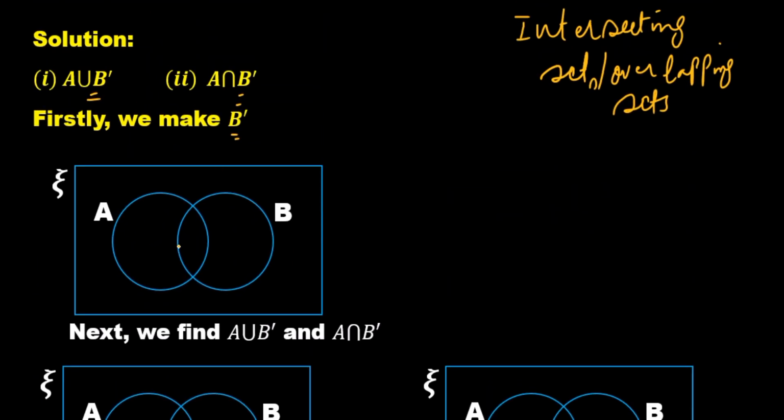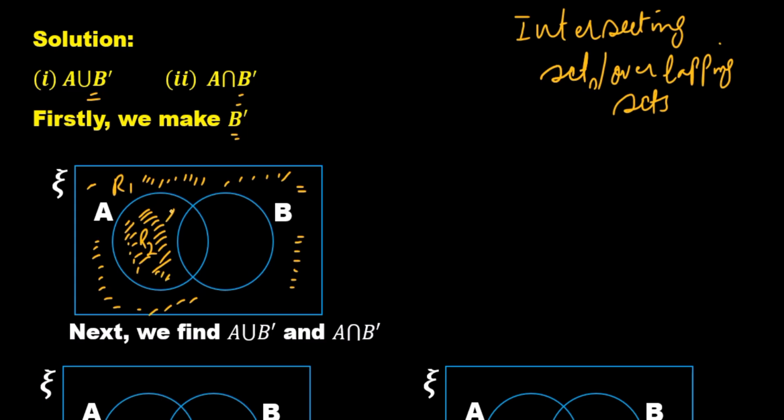B complement means everything other than B. So what represents B complement here? B complement actually depends on 2 regions. This is my first region, that is outside of these 2 sets, those 2 circles, and inside the rectangle. And the second one is some area inside A. This is my region 2. So the union of these 2 regions actually represents B complement. So this figure represents B complement.